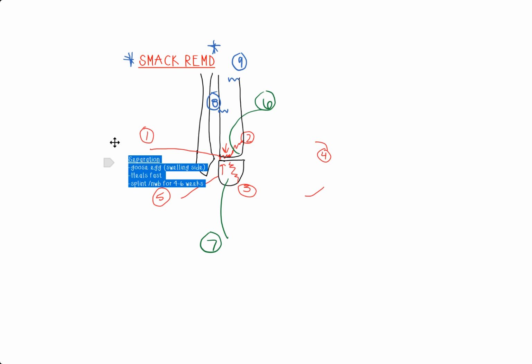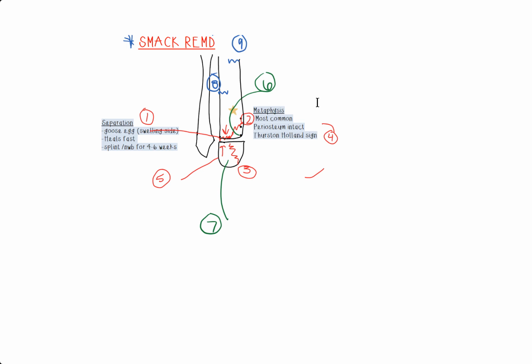So for Salter-Harris 1, this is also known as the S in SMACK, or separation. Sometimes you'll notice a little bit like a goose egg swelling on the side. The great thing about this one, the growth plate and the top and the bottoms may separate a little bit, but it heals really good once you reduce them and splint them for about 4 to 6 weeks. They do really well.